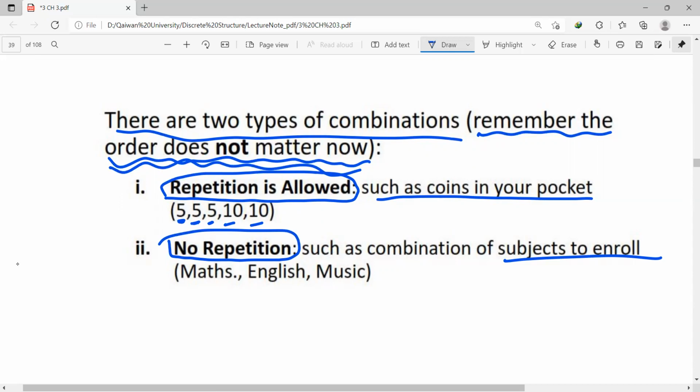No. No student can enroll in a subject twice. Here, maths, English, music, and so on. No one can choose math twice, or English twice, or more. That means it must be once. The subjects must be chosen once. That's why in this case, we say this is an example with no repetition. But in the above one, repetition is allowed. It's okay if someone has 10 5,000 in his pocket.